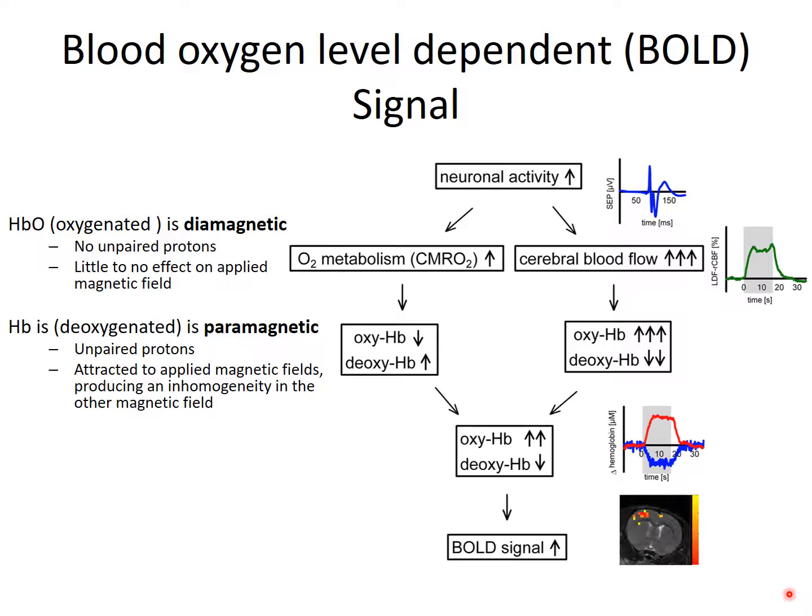Due to the different magnetic properties of oxy and deoxygenated blood, MR is able to use magnetic fields to figure out the ratio of deoxygenated to oxygenated blood. This ratio represents our signal of interest for fMRI, the BOLD signal, or the blood oxygen level dependent signal, which will be discussed in more detail later in this semester.